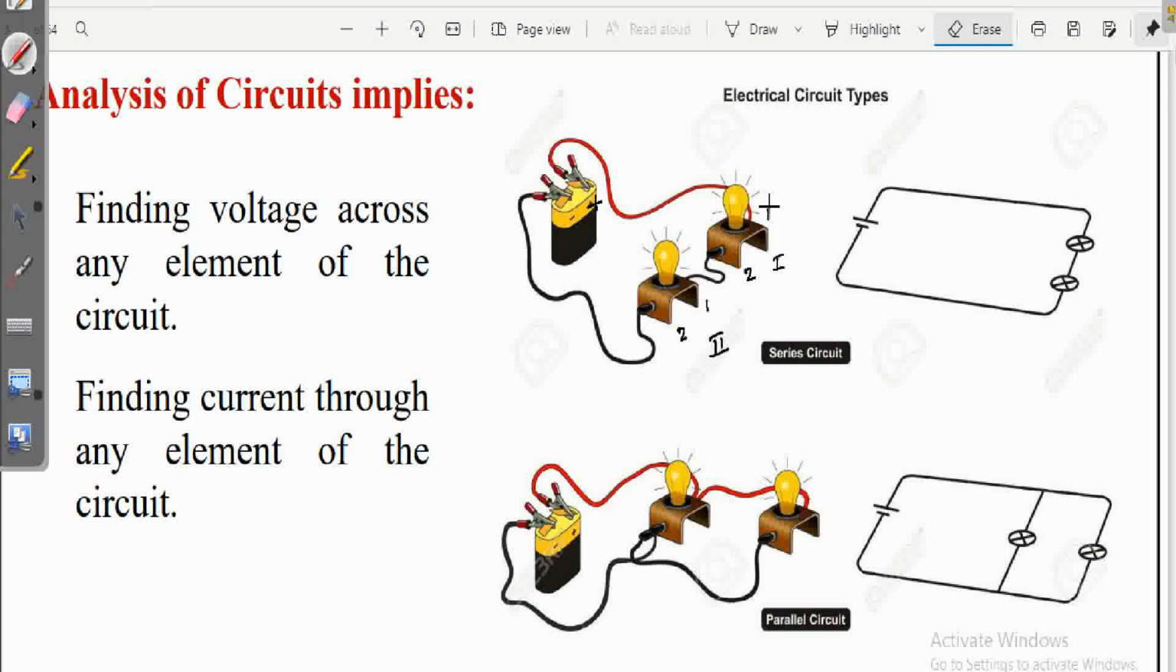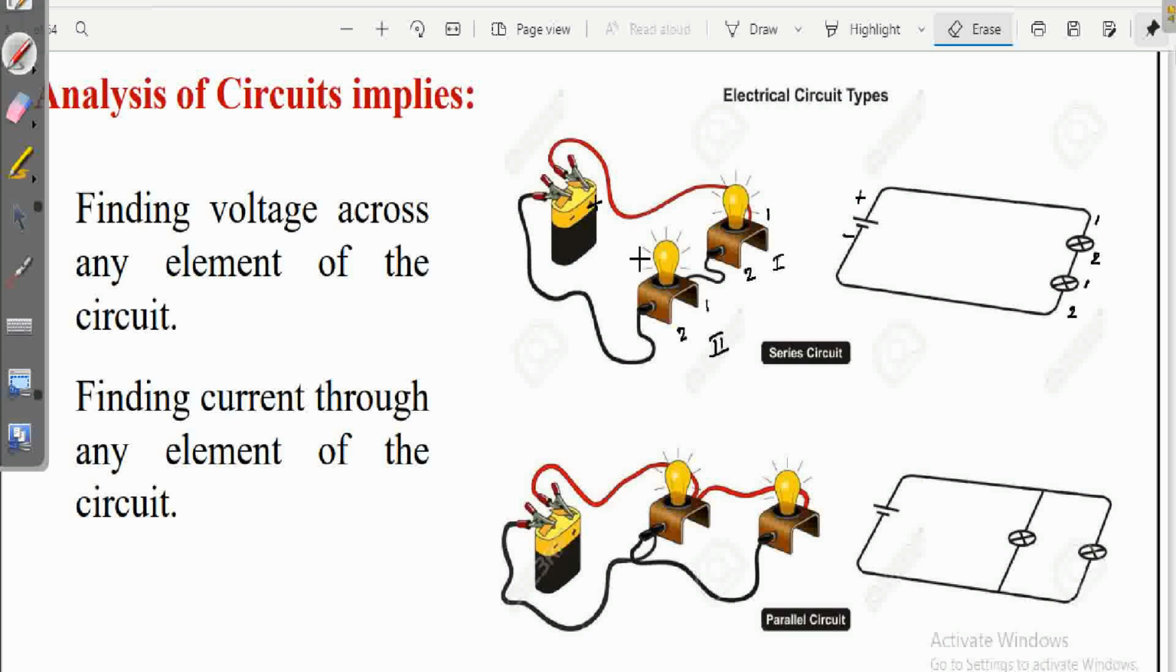So this is the equivalent representation. This is the symbol for the battery, and these two are the bulbs. This is positive and this is negative. Positive is connected to the first end, and then the second end of one and the first end of two are connected with a wire.